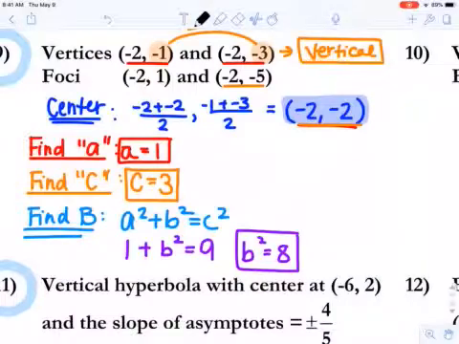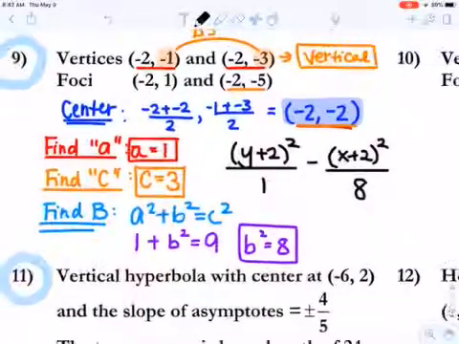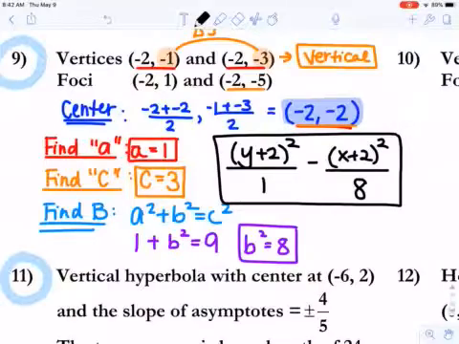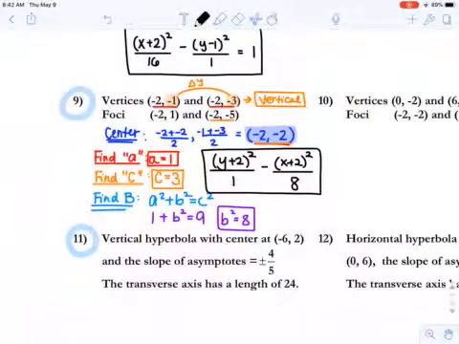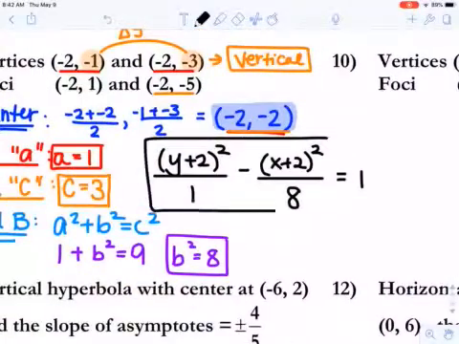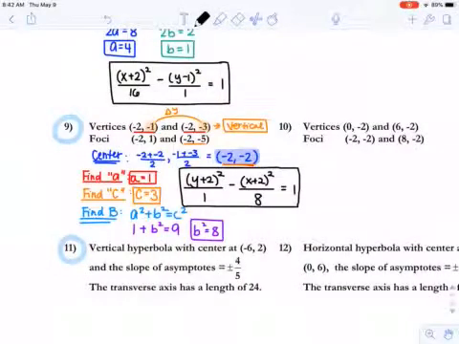All right, this is vertical. So the y has to go first. So it's y plus 2 quantity squared over A squared, which is 1, minus x plus 2 quantity squared over B squared, which is 8. Oh, forgot the most important part. Equals 1. There we go. Beautiful.